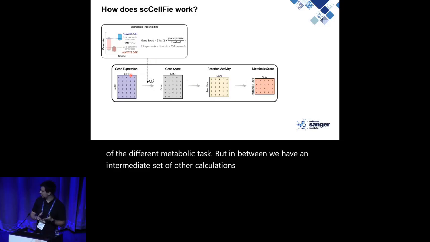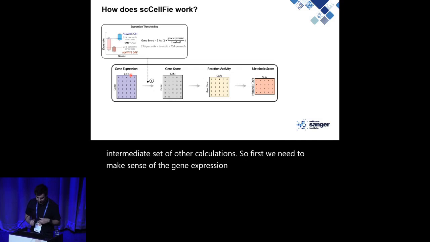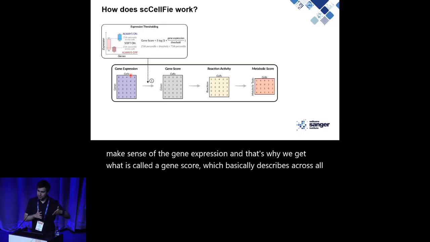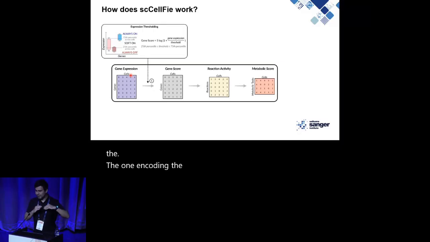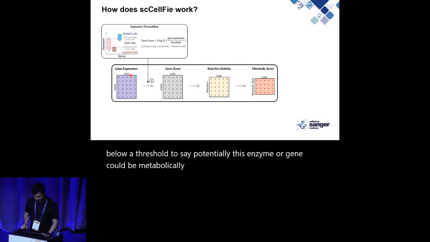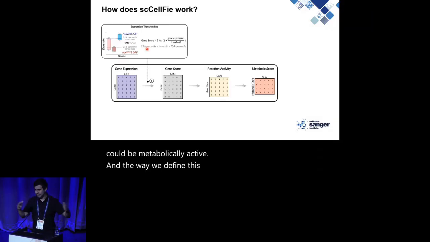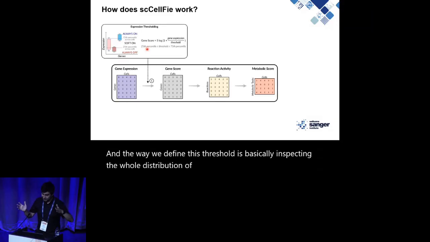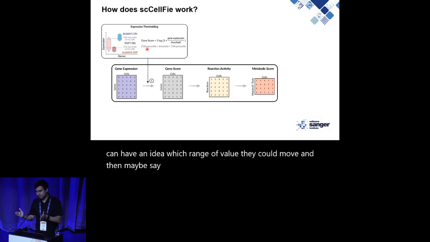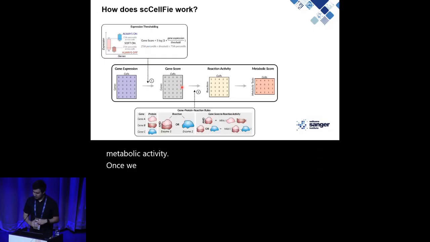So first, we need to make sense of the gene expression, and that's why we get what is called a gene score, which basically describes, across all the metabolic genes, the ones encoding the enzymes, whether they are above or below a threshold to say potentially this enzyme or gene could be metabolically active. And the way we define this threshold is basically inspecting the whole distribution of the metabolic genes, and then we can have an idea of which range of values they could move in, and then maybe say, okay, maybe from here there could be some metabolic activity. Once we have these gene scores, we define the reaction activity.